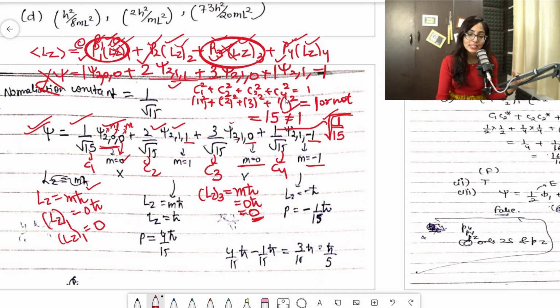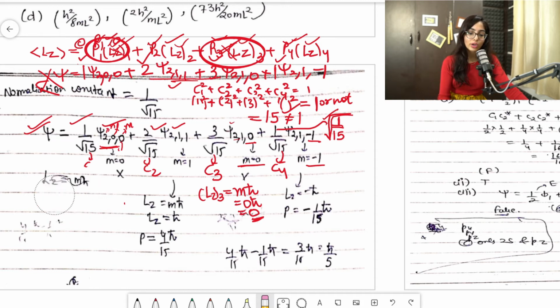So let's calculate for this P2 and P4 and this LZ2 and LZ4. When I'll be calculating this P2 value and P4 value, that is the square of the coefficient. Clear? So what I'll do now, I'll take their coefficient. So now what will happen?